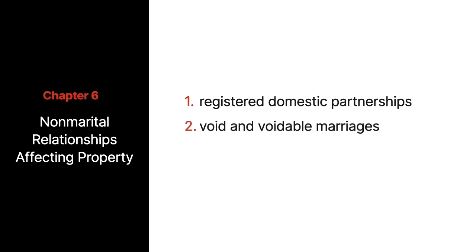Second, it explores void and voidable marriages, which are purported marriages that, for some reason, fail to meet the requirements for a valid marriage. And third, the chapter addresses Marvin relationships, a judicially recognized type of relationship that offers some protection to long-term cohabiting partners who never marry or register as domestic partners.